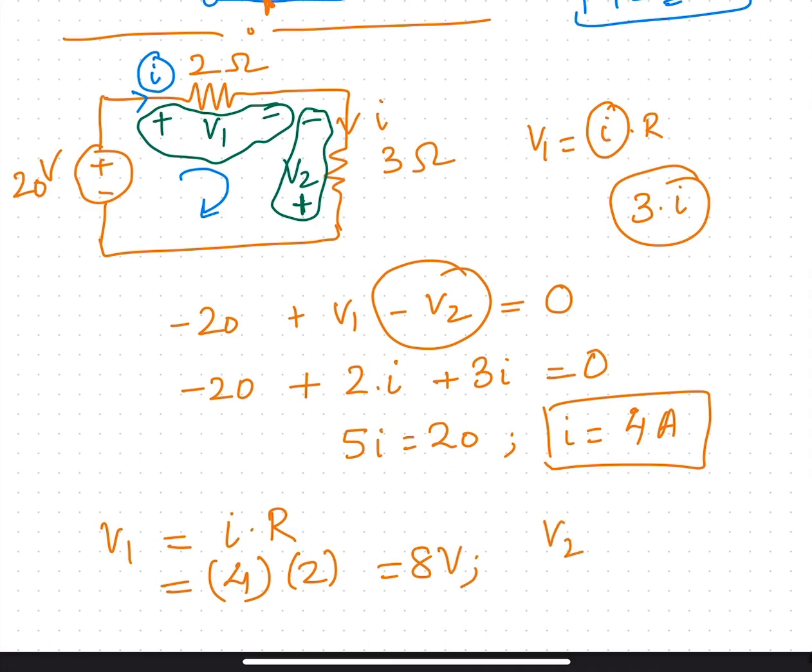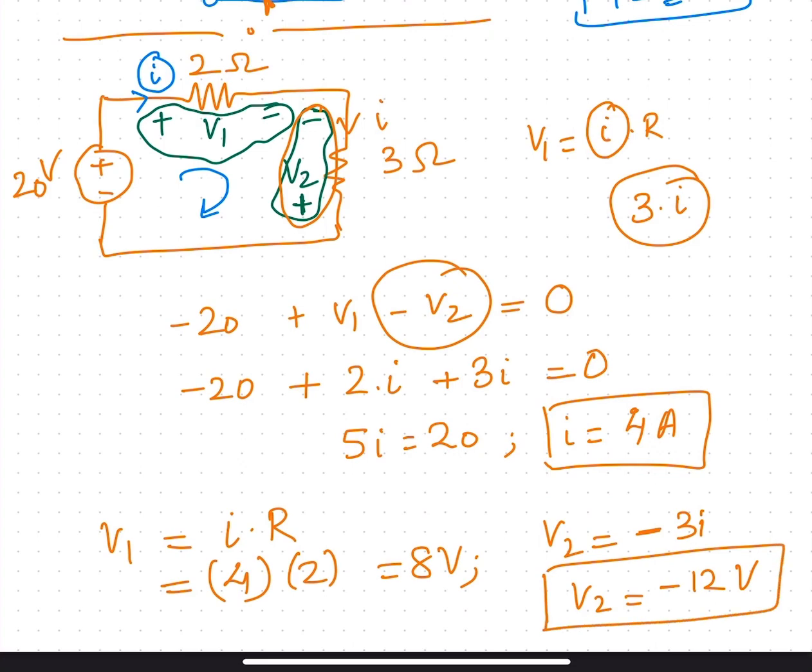And V2, what is V2? V2 is equal to minus 3I, because the polarity here shown is opposite, right? I'm not saying it's not shown in the correct way, but the polarity is opposite. So V2 is minus 3I, so V2 is actually equal to minus 4 times 3, so it's actually minus 12 volts. So when I say that V2 is actually minus 12 volts, this actually means that the correct orientation of this voltage is plus 12 here, like this.